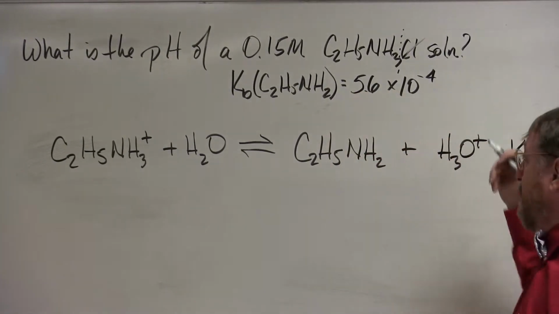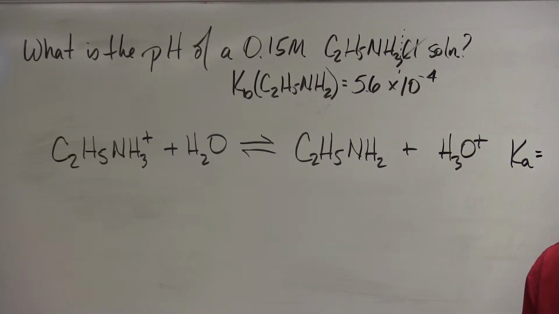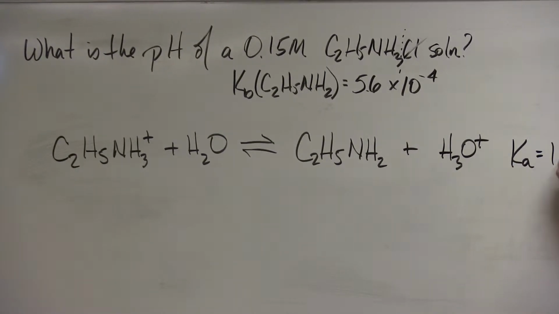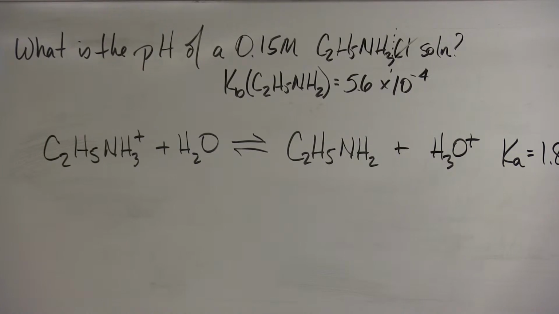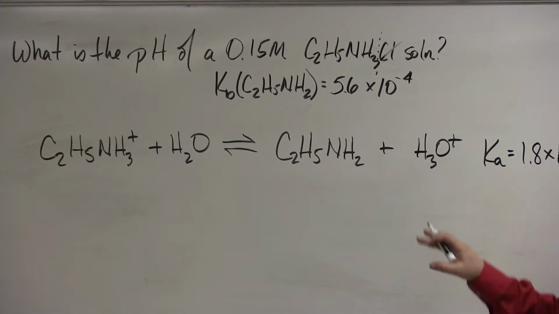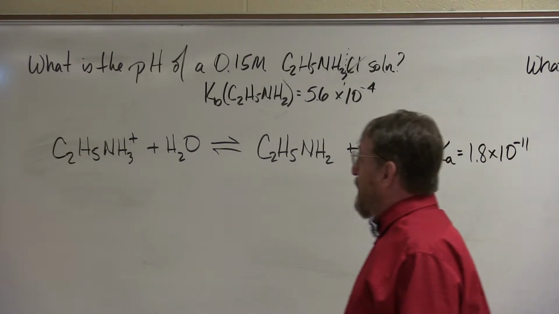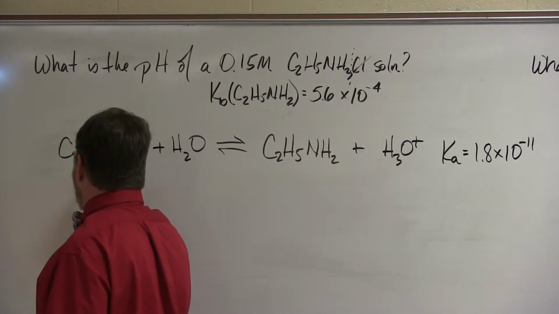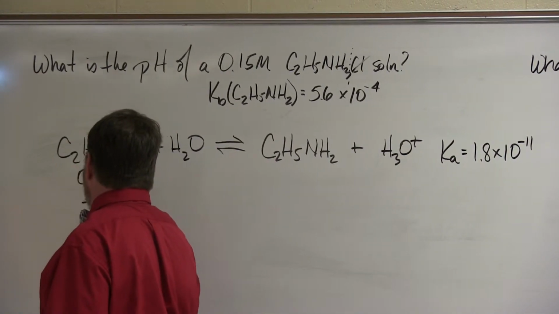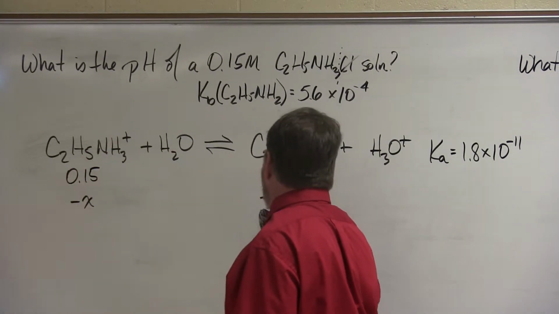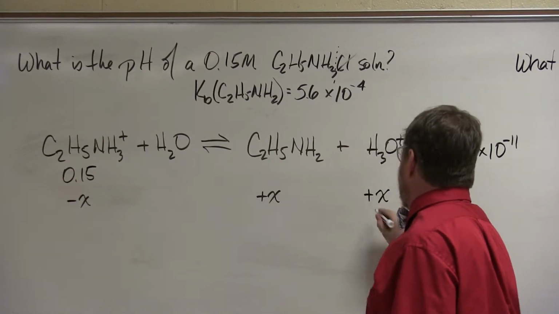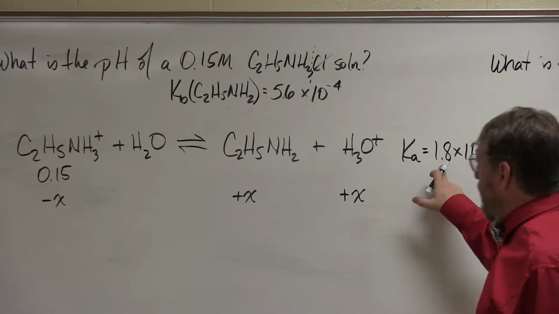So we did that on the last thing. That Ka is going to be 1.8 times 10 to the minus 11. Very, very weak acid. Okay, 1.8 times 10 to the minus 11. So now I go over here and I do my ICE expression. I've got 0.15 minus x, plus x, plus x. Okay, I know the Ka.